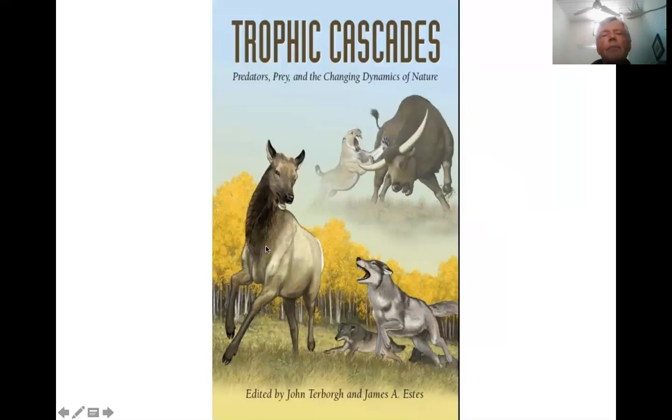But I would just like to draw your attention to this book for those of you that are interested. This is a book that was published, co-edited by John Terborgh and myself, entitled Trophic Cascades, and it is a somewhat technical book, but I think fairly readable, an overview of trophic cascades across global ecosystems. This was published by Island Press back in 2010 or 2009, I've forgotten which now.